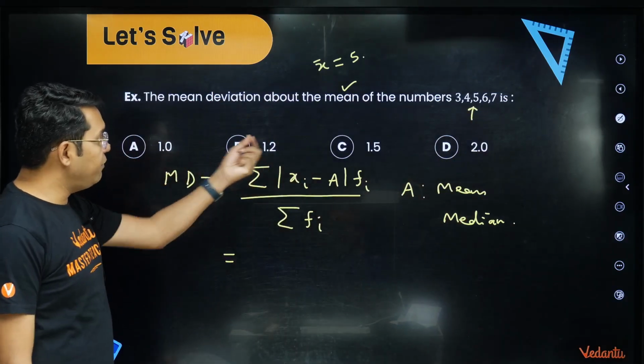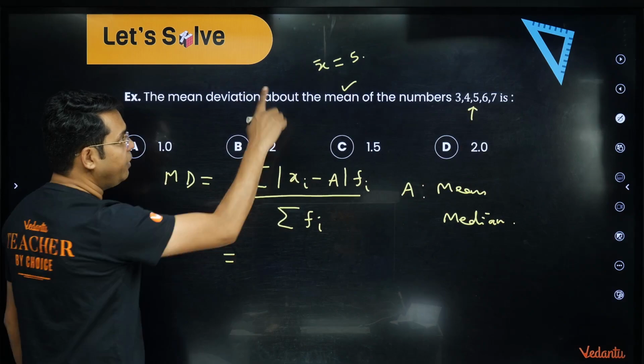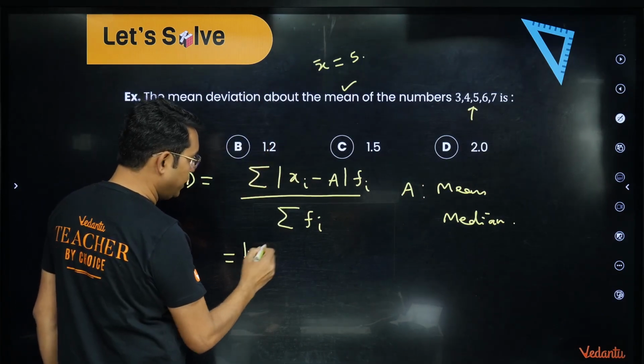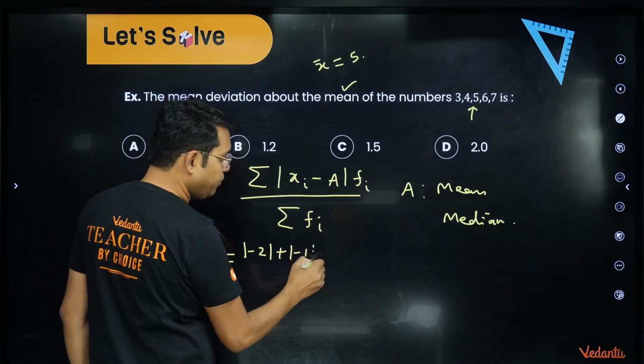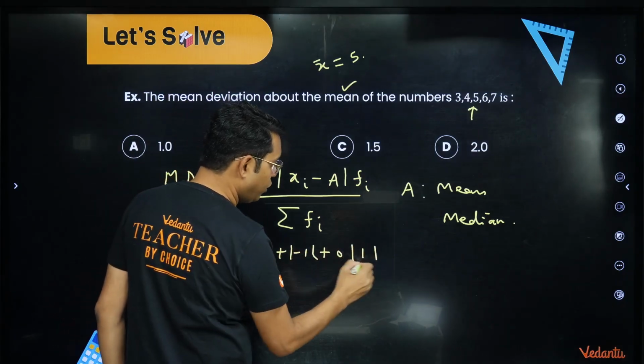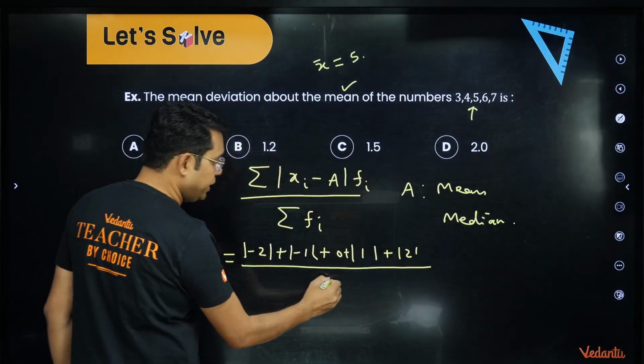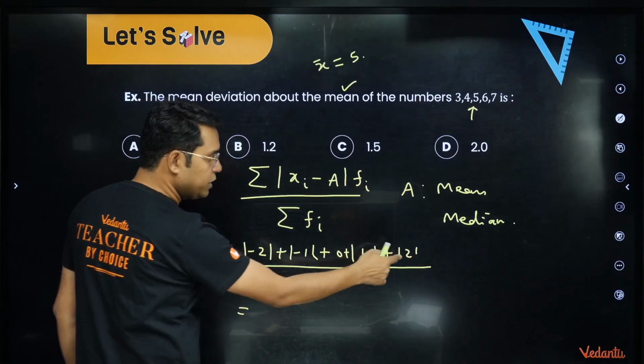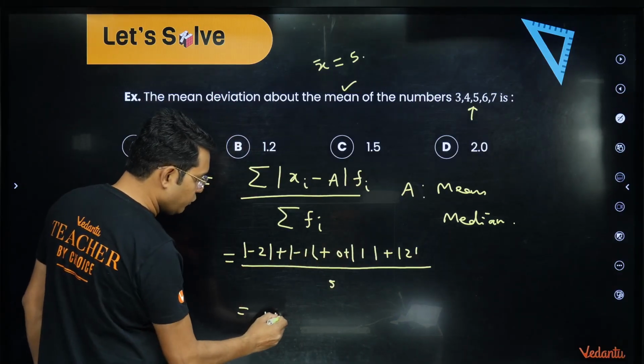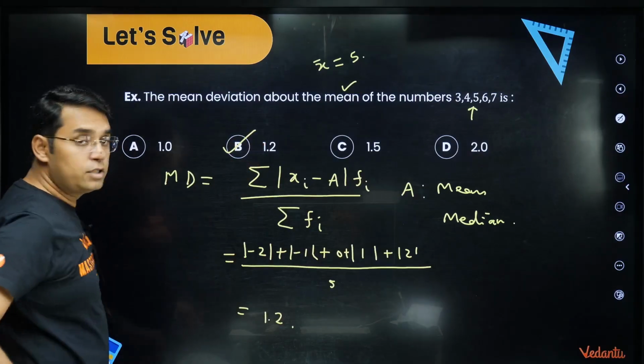Okay, so every data like 3 will be subtracted by 5, so it will be minus 2, but mod will be there, then minus 1 mod, plus 0, then mod of 1, then mod of 2, and this divided by, because my data is equal to 5, so 2 plus 1 is 3, plus 3 is 6, by 5, so 1.2 should be the answer of this question.